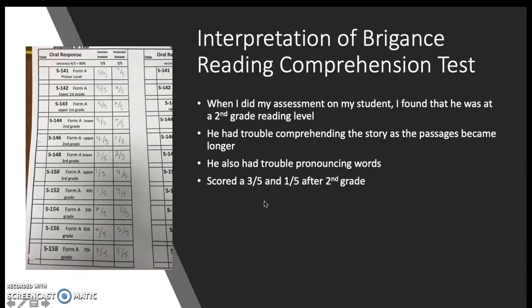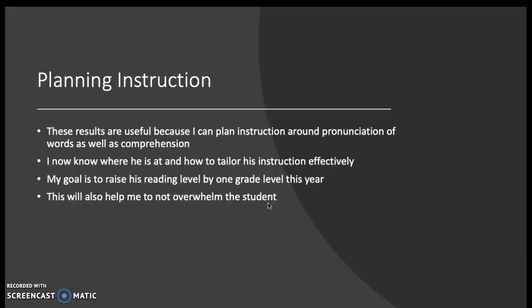I noticed that he had trouble comprehending the story as the passages became longer, and he also had trouble pronouncing certain words, bigger and harder words specifically. After the second grade is when he started to score the 3 out of 5 and the 1 out of 5, as I previously mentioned. So that's where I was able to find that he had a second grade reading level.